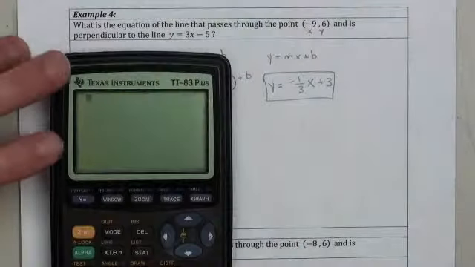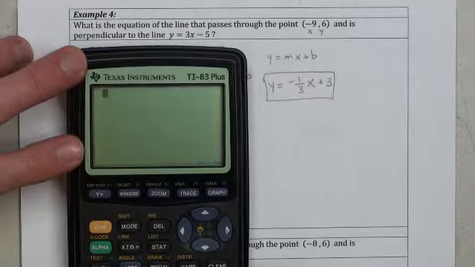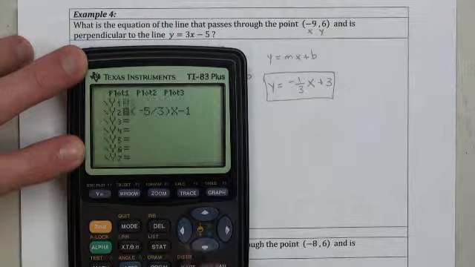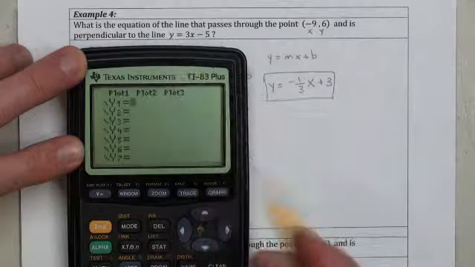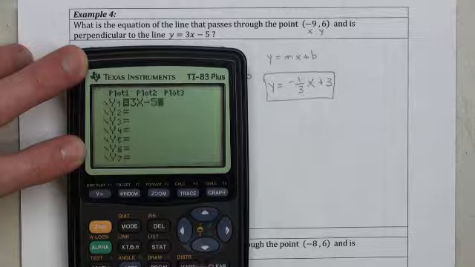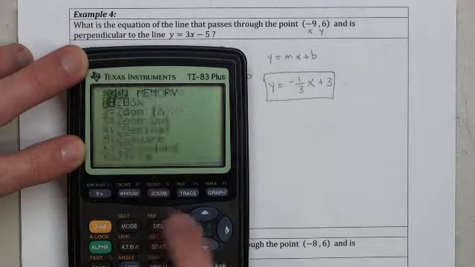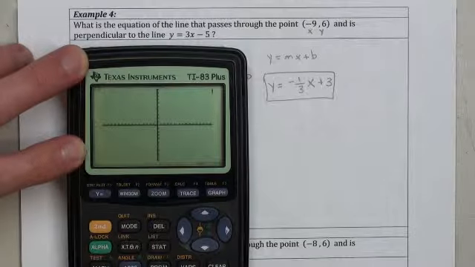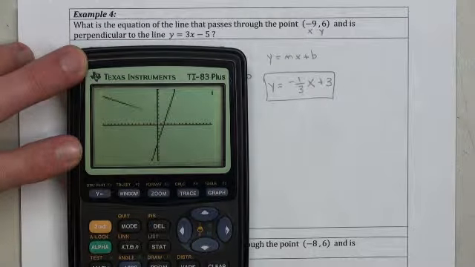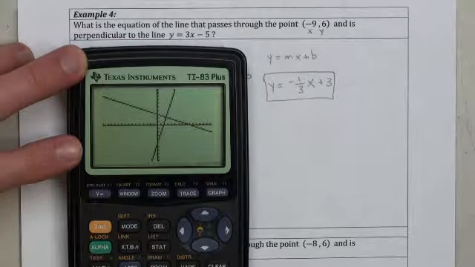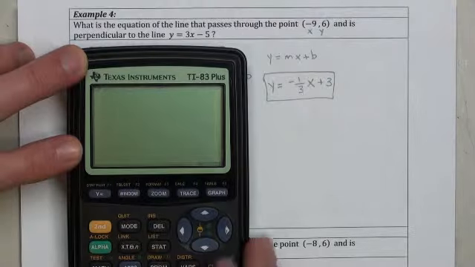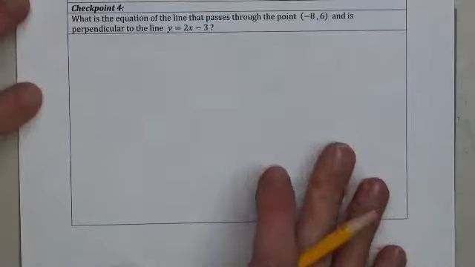Okay, let's see how this works. Let's see if we got the right answer. Okay, clear out my equations. The first one I'm plugging in is the original, 3x minus 5. And then I'm plugging in my negative 1/3 x plus 3. Zoom z square. Okay, you can see those look perpendicular, so I just checked my answer and I know that I did it right. Try checkpoint 4 on your own. Then we go to the last page.